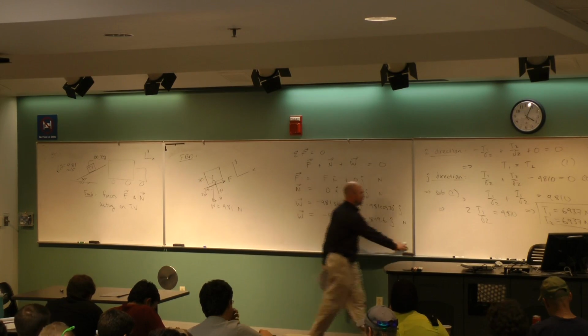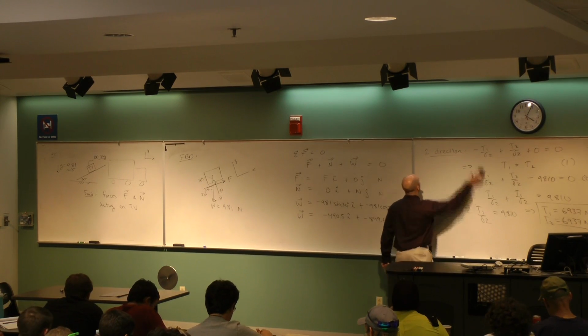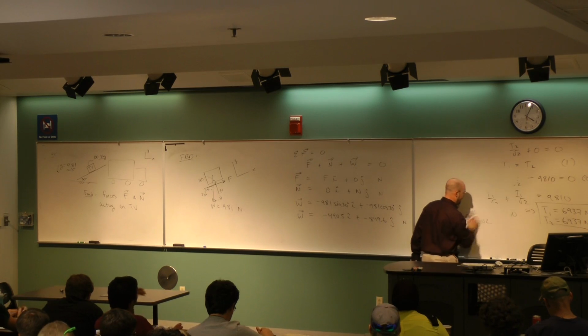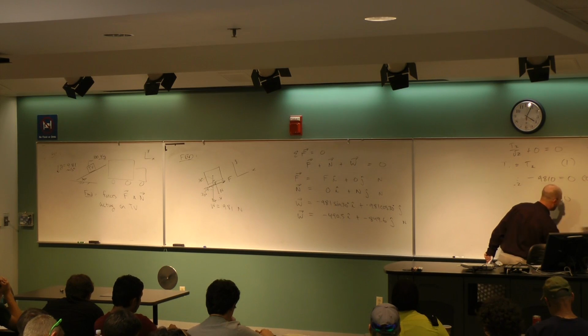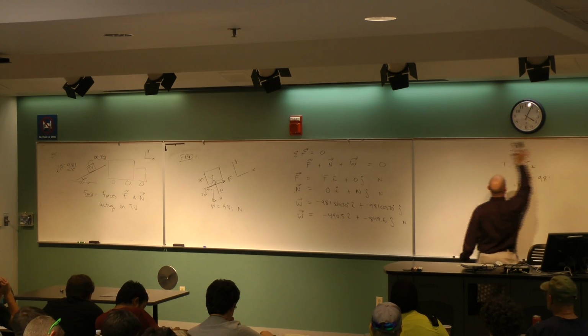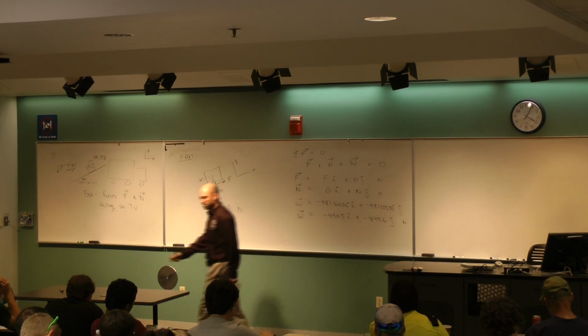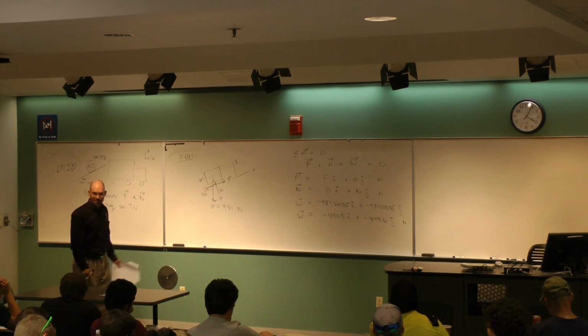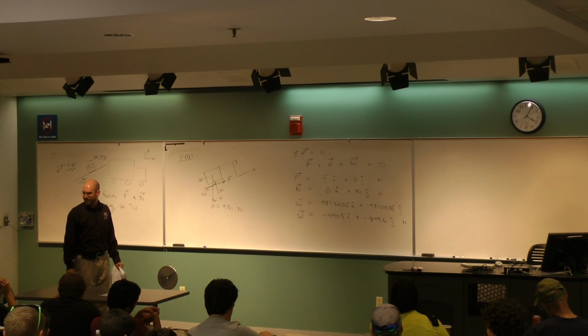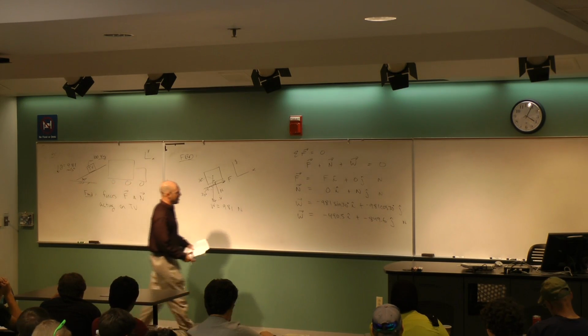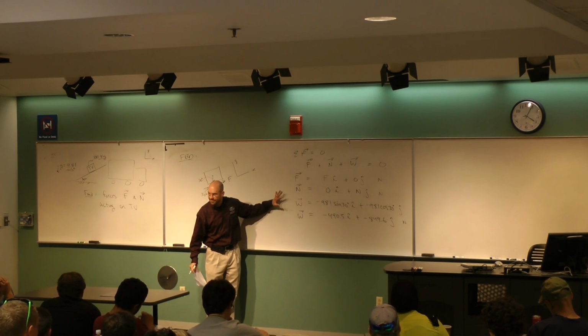All right, so I wrote down the three vectors. Any questions about how we got the three vectors we just wrote down? Because whether you're doing statics or dynamics or any other mechanics problem, if you don't write the vectors down properly, you're dead from the beginning. Are you guys with me on these vectors?